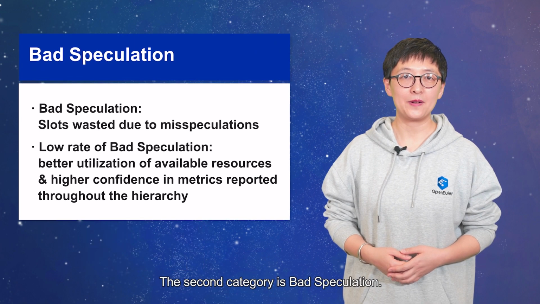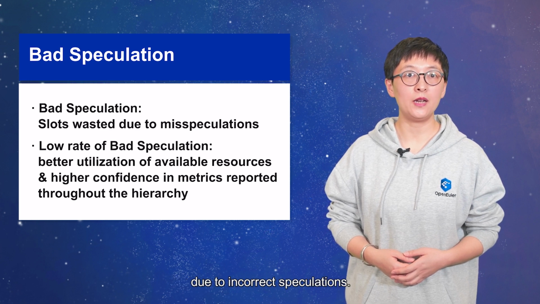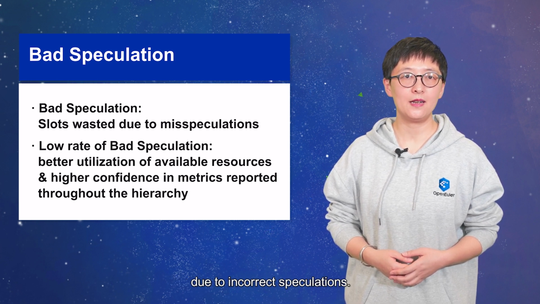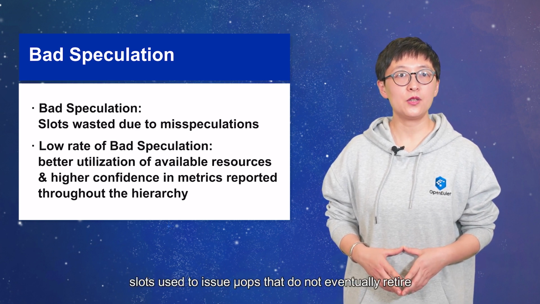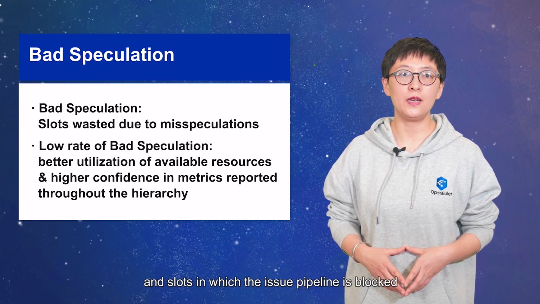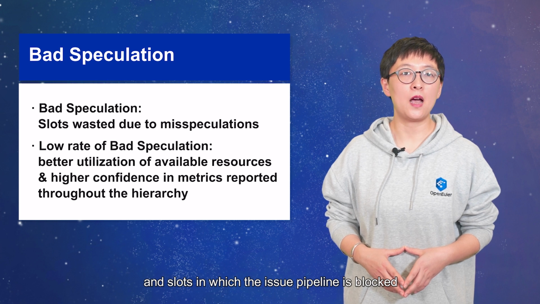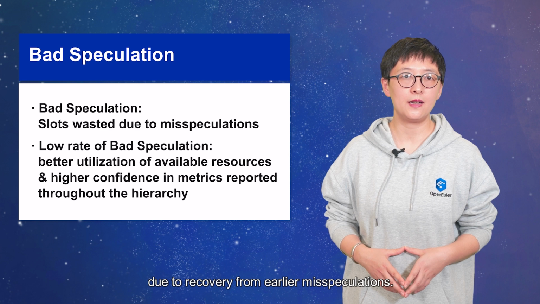The second category is bad speculation. Bad speculation reflects slots wasted due to incorrect speculations. These include two portions: slots used to issue micro-operations that do not eventually retire, and slots in which the issue pipeline is blocked due to recovery from earlier misspeculations.